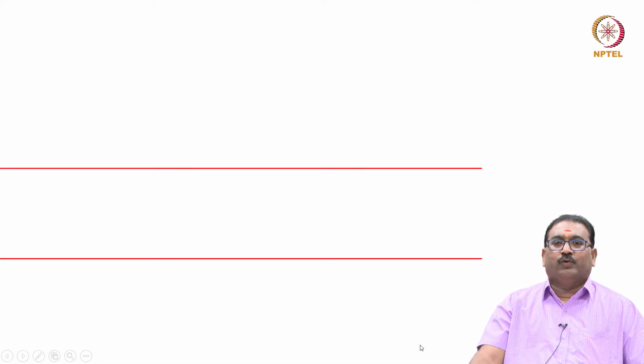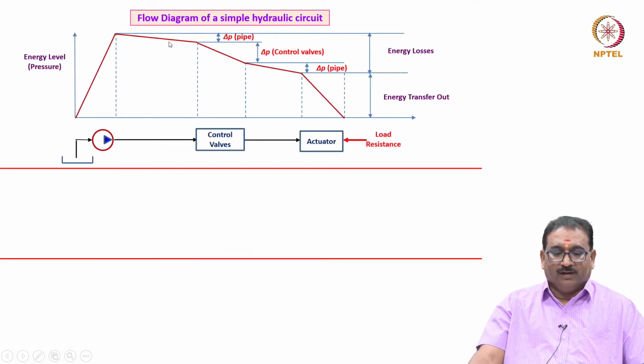Now, quickly I will show you these losses and the oil cycle and distributive elements. Here you will see the flow diagram of a simple hydraulic circuit, starting with the tank and the pump. From the pump, oil will flow to the control valve through the piping. From the valves, again through the piping, it will go to the actuator, where it will do the required work. Then at the top I have shown the various energy losses.